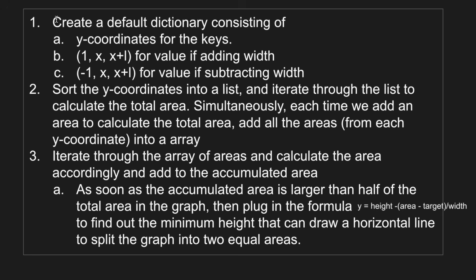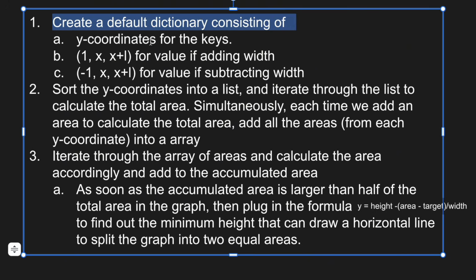So what we can do is create a default dictionary with the y coordinates from the input values as the keys, and the values would be tuples. One would start with +1, and that means we are adding width. If it starts with -1, then that means we are subtracting width. And for the second and third items, it will be the x coordinate and the x coordinate plus the length. So as we go up the graph, we will add certain rectangles to the area, and as we move up, sometimes the width may shrink, so we will need to subtract.